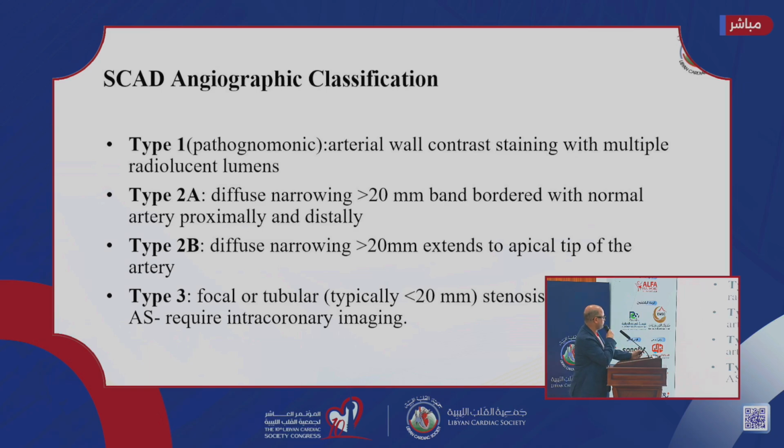How many types of SCAD do we have? We have type 1, which usually has multiple radiolucent lumens. Type 2A, we have diffuse narrowing of more than 2 millimeters, bordered with normal artery proximally and distally. Type 2B is also the same, but it can extend to the apical tip of the epicardial artery. Type 3, focal or tubular, which sometimes is easy to miss or confuse with atherosclerotic plaque rupture.